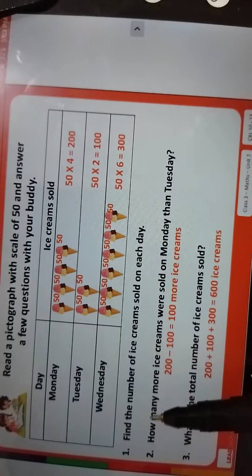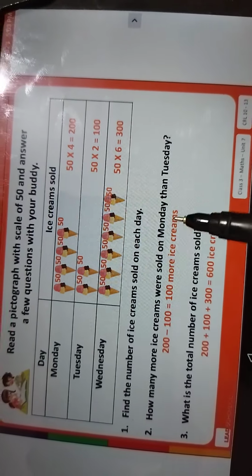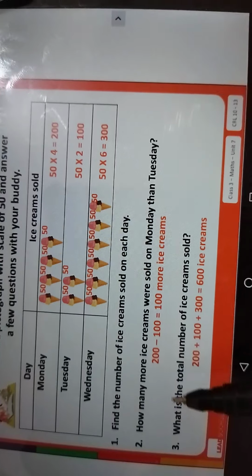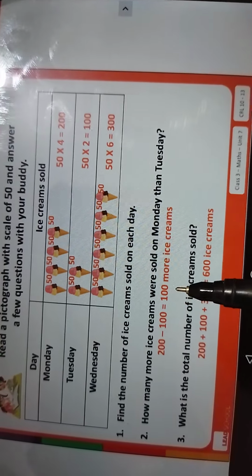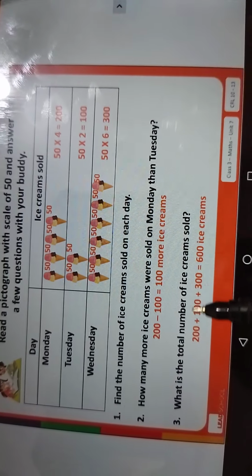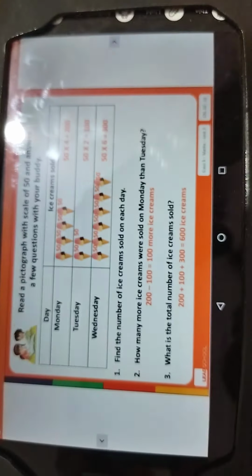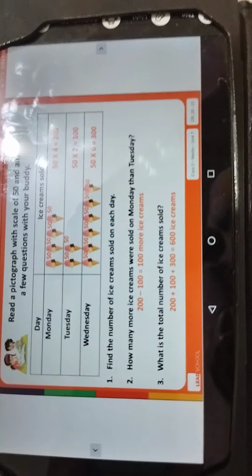So how many more ice creams were sold on Monday than Tuesday? 200 minus 100 is equal to 100 ice creams. 100 more ice creams were sold. What is the total number of ice creams sold? 200 plus 100 plus 300 is equal to 600 ice creams sold.